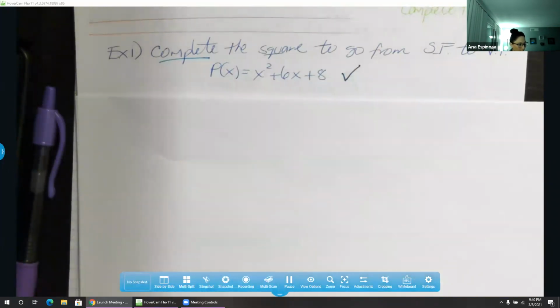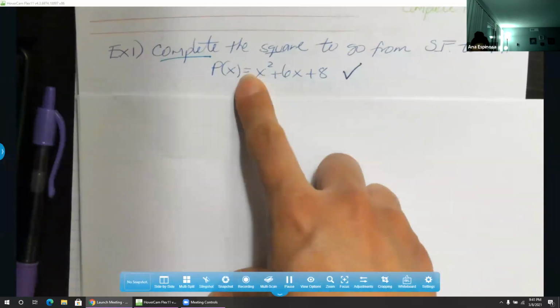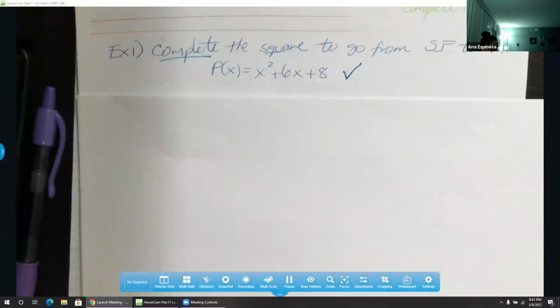Well, the first thing we need to do is, when I ask you to complete the square, if I ask you to complete something, it must be missing something. And it doesn't look like it is. It looks like it has all the pieces together. It's got an a, a b, and a c. So, let me cover this up.